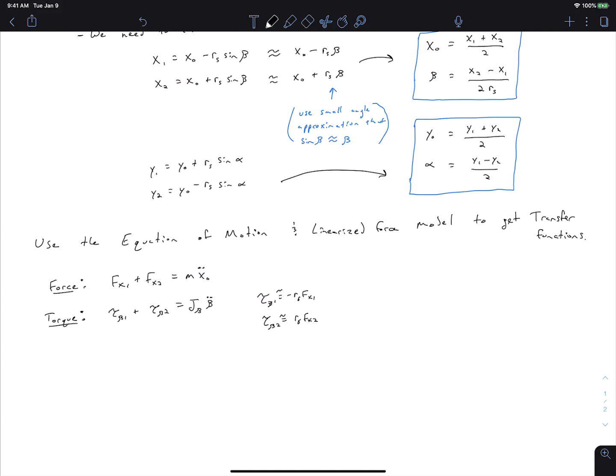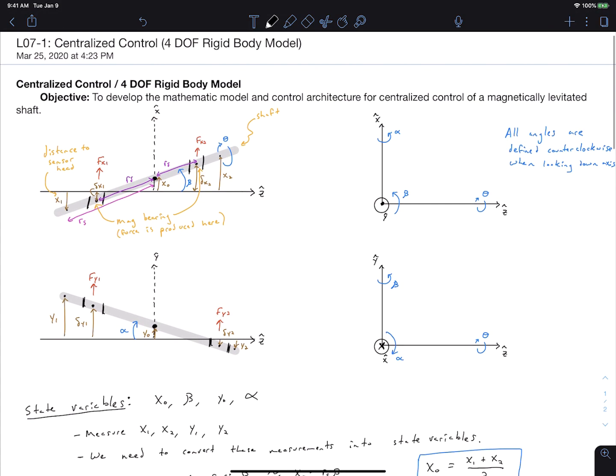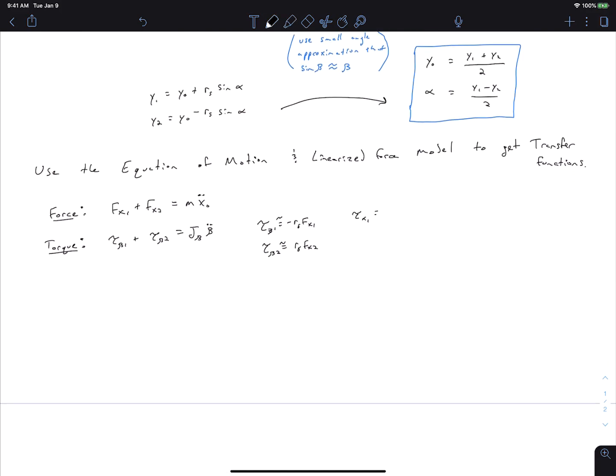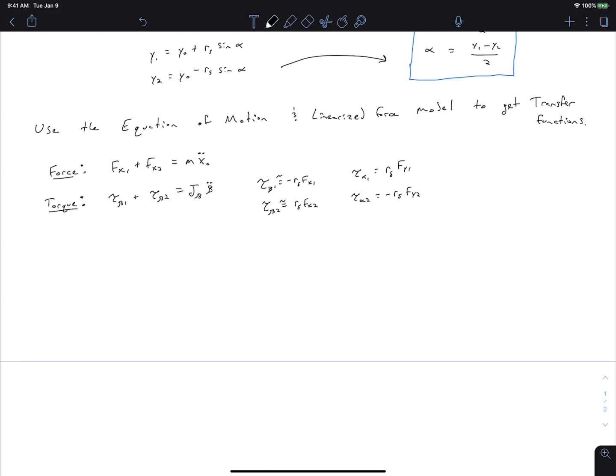And notice the sign here. A positive force at fx1 is actually going to accelerate the shaft in the opposite direction as beta is oriented. And we can do the same thing for the alpha direction, only now our sign is again reversed. And so we can take these equations and combine them with our linearized force model to get first our complete differential equations and then our transfer functions.